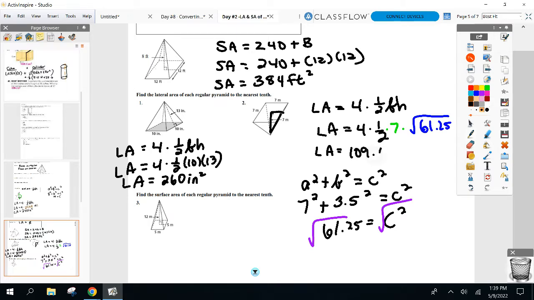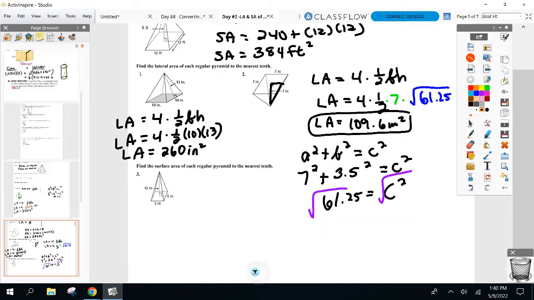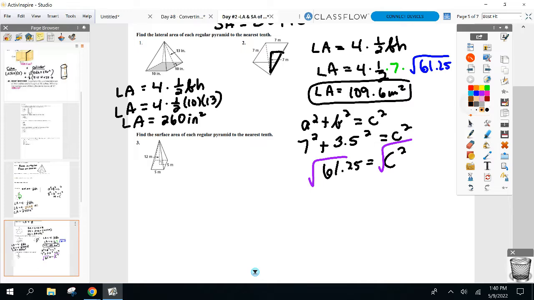$109.6. Any questions? Going to surface area, before I change up the base on you. Surface area number 3, and then I'll change the shape of the base. 4 triangles. Plus the area of that square base.